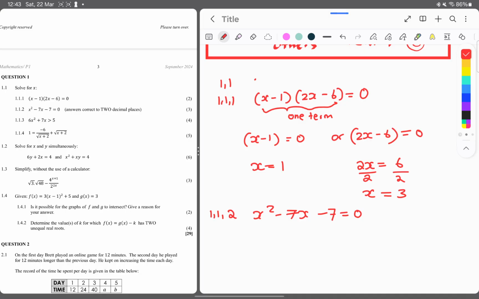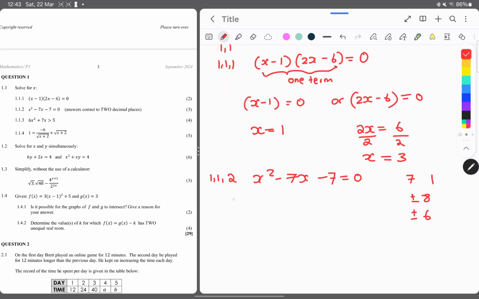Now, why can't it be factorized? Because there's no factors of 7 that will add up to 7. The factors of 7 are 7 and 1. So regardless of how you put the signs, it will never add up to 7. It's either it gives you plus or minus 8, or it gives you plus or minus 6, the sum or the difference of 7 and 1.